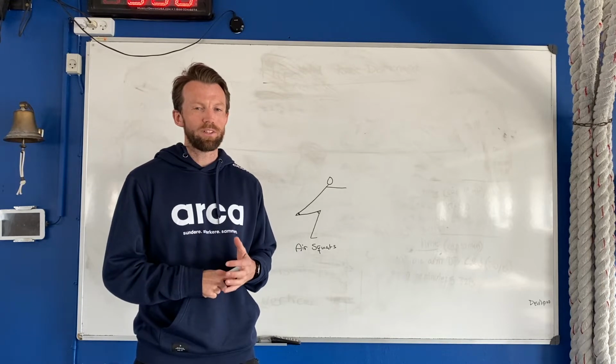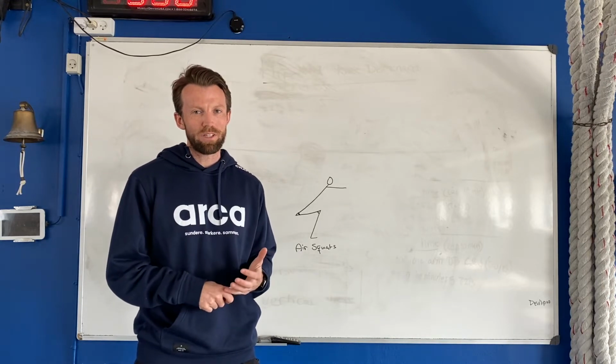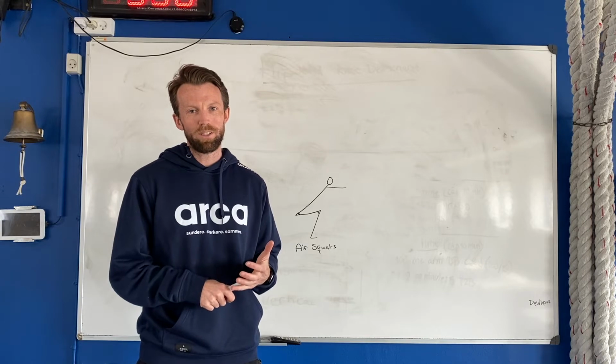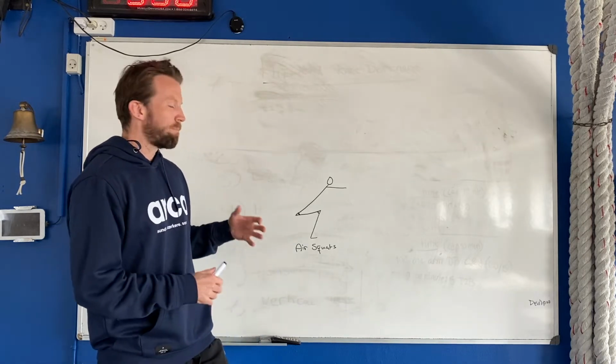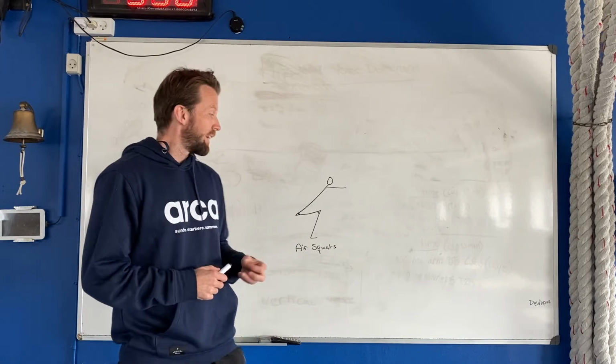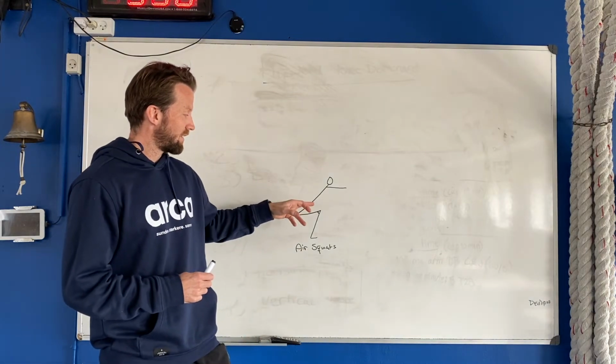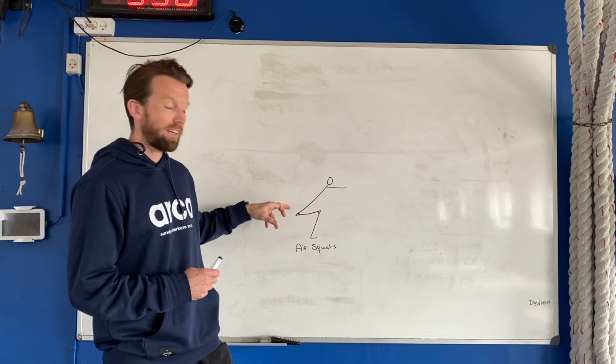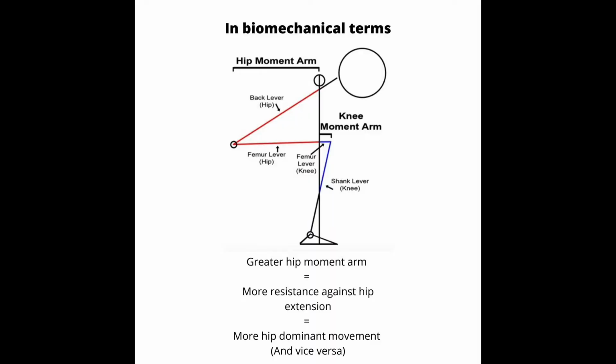But first, to understand it, we can look at the similarities between these 2 lower body dominant movements. With both a knee and a hip dominant movement, there's going to be a resistance against a knee extension and a hip extension. So, for example, in an air squat, you have to simultaneously extend the knees and the hips against a resistance, which here is the gravity and your own body weight.